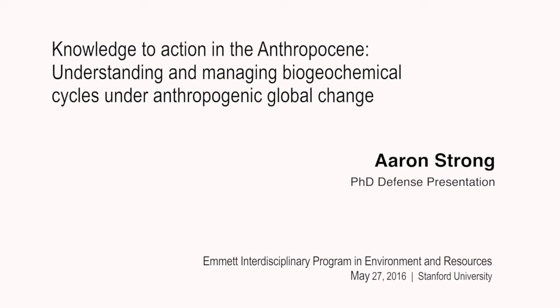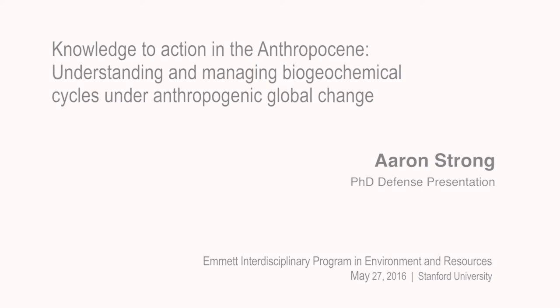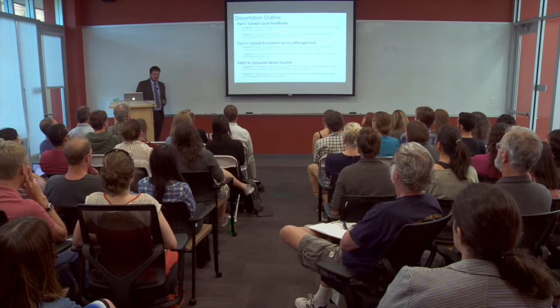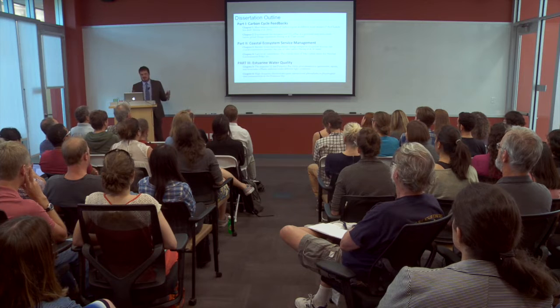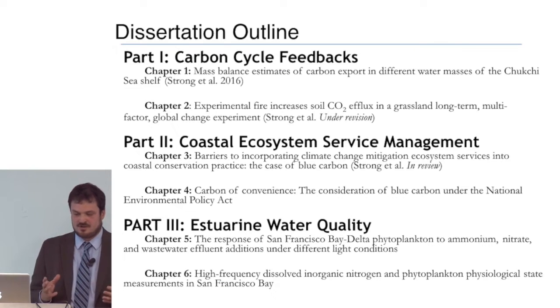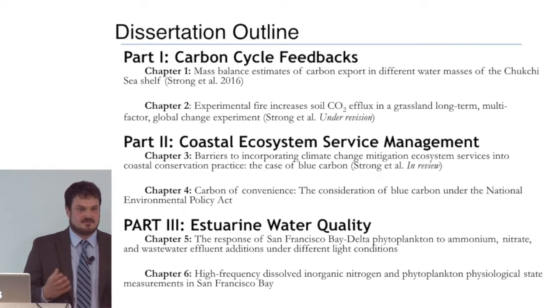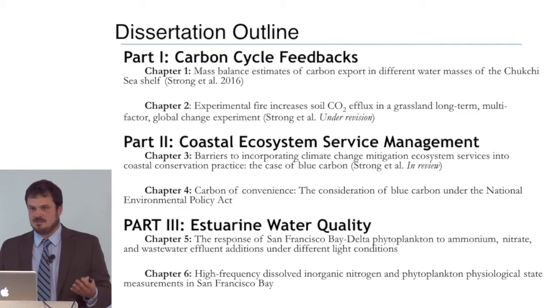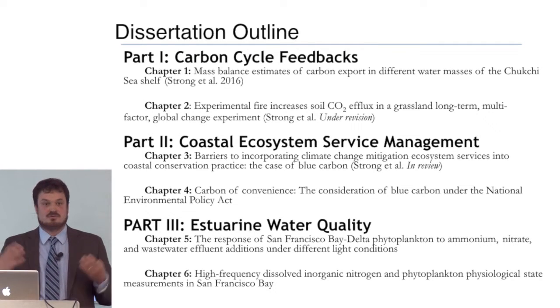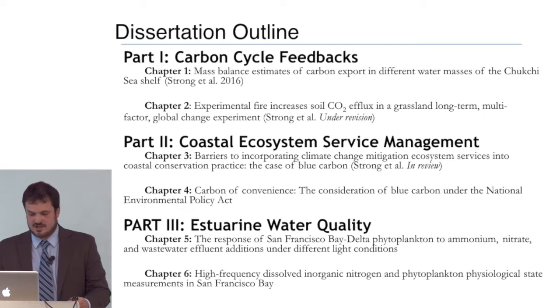So the title of my dissertation is Knowledge to Action in the Anthropocene: Understanding and Managing Biogeochemical Cycles Under Anthropogenic Global Change. My dissertation is organized in 3 parts, each comprising 2 chapters. In the first part, I use biophysical scientific methods to look at feedbacks within the carbon cycle, understanding how the carbon cycle will respond to different forms of anthropogenic influence.